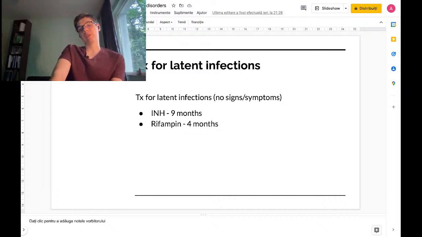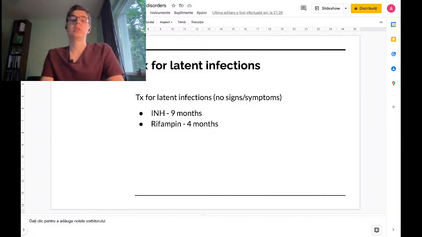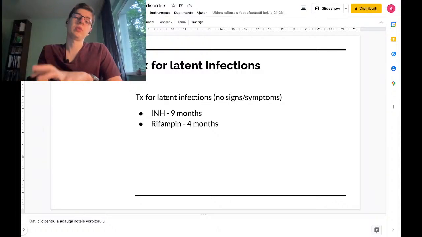Before, I want to take into consideration the fact that we have to treat a little bit for latent infections. The treatment is either isoniazid for 9 months, or we can use rifampin for 4 months. Latent infections are usually considered the infections with no signs and symptoms.